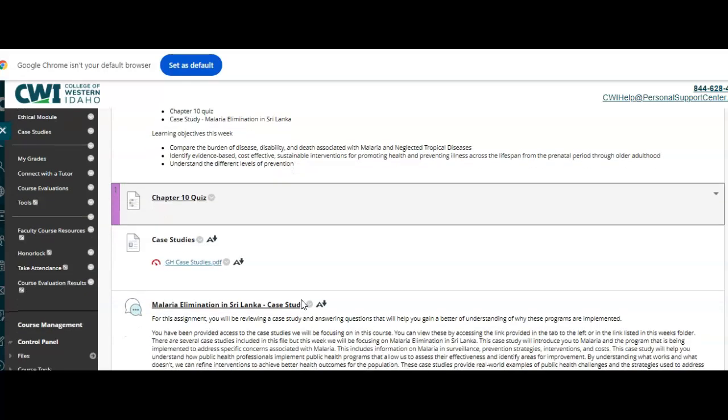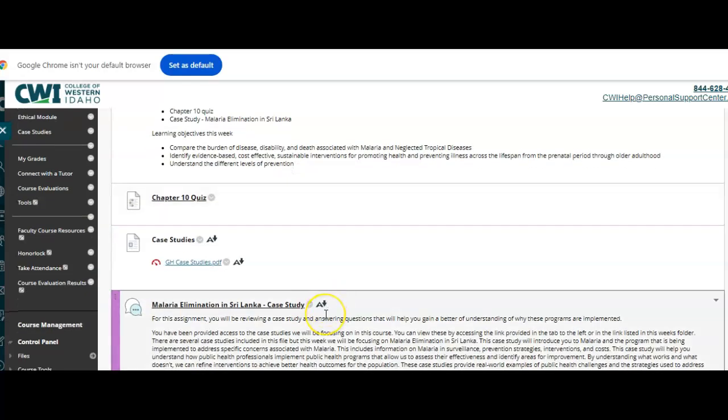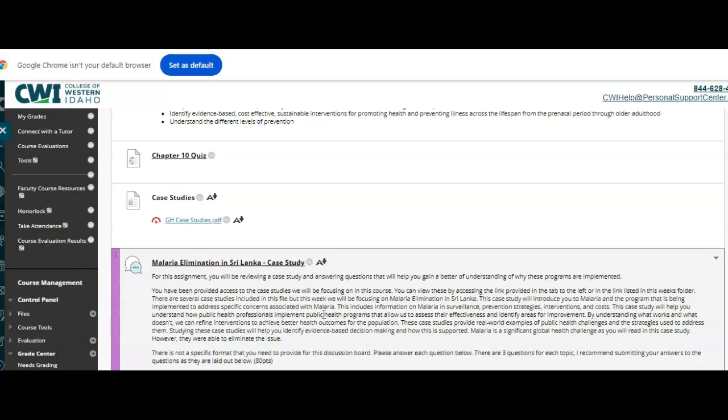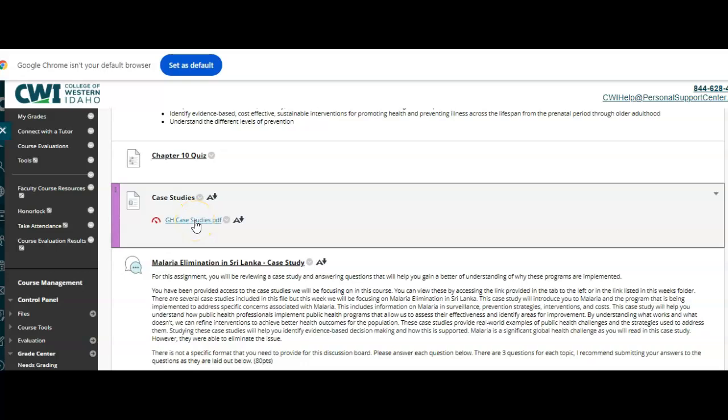We will take a look at malaria in Sri Lanka. This begins on page 92 of the case study document that is linked in Blackboard. So you'll go here and start on page 92.